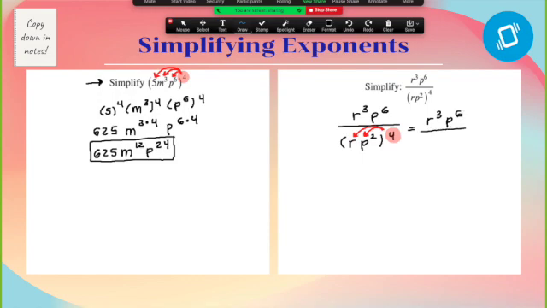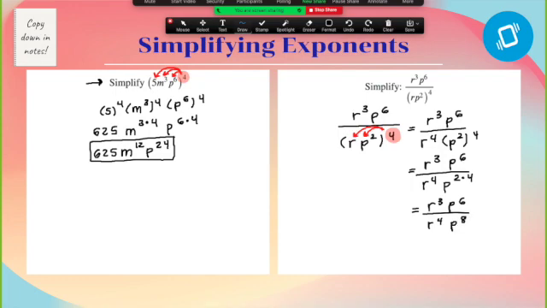On the bottom, we have r to the power of 4, and then we also have p to the power of 2 to the power of 4. When I do that, the bottom is going to change into r to the power of 4, and then we use the rule of power over power, which is to multiply the exponents, so we get p to the power of 2 times 4. On top, we still have r to the power of 3 and p to the power of 6. And that equals r to the power of 3, p to the power of 6, over r to the power of 4, and p to the power of 8.